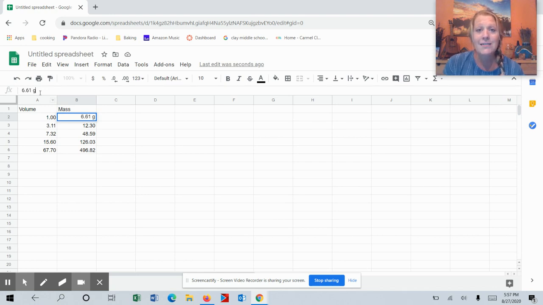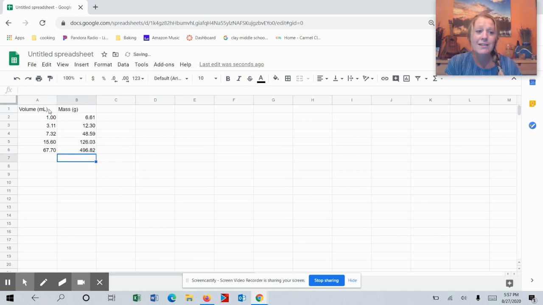Because Google Sheets is a number-based software, I can only have values. I can only have numbers in the columns. I can't have any letters. So the best way to communicate what your units are is to place it in the heading. I'm going to communicate that all of my mass measurements were in grams, and I'm going to communicate that all of my volume measurements were in milliliters.